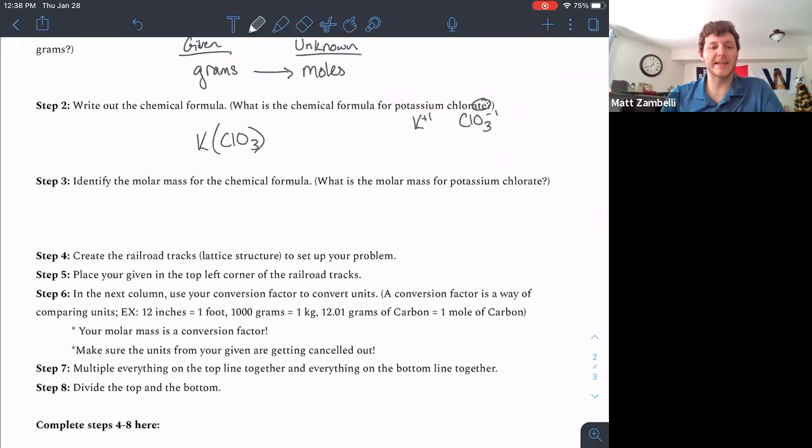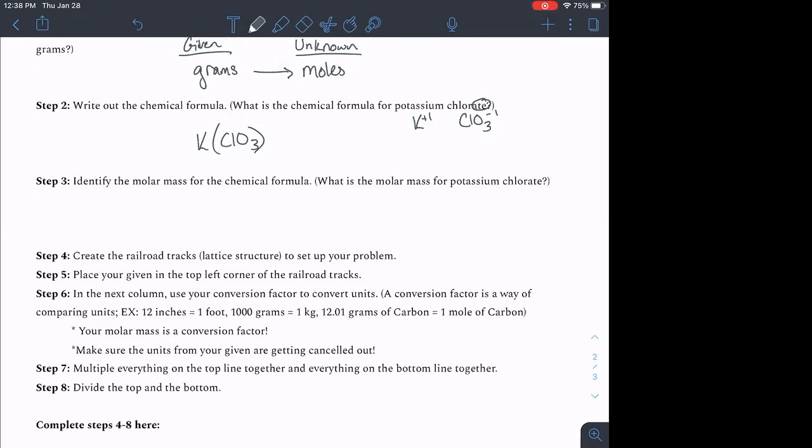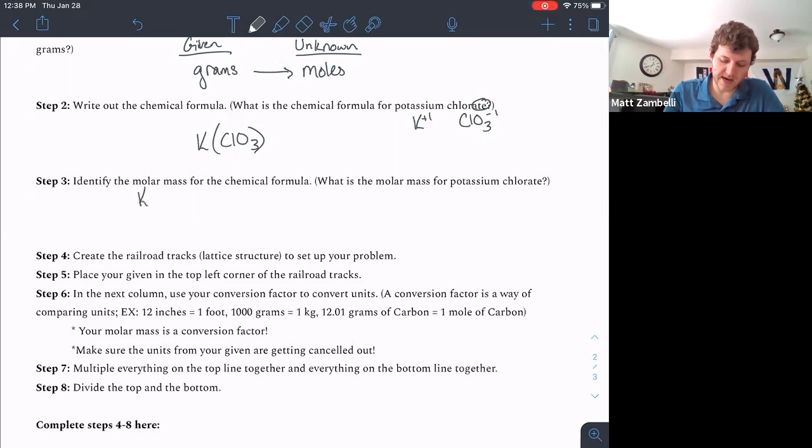All right, so step 3 says identify the molar mass of the chemical formula. So specifically, what's the molar mass of potassium chlorate? So how are we going to find that one? Finding each element's atomic mass. Perfect. Find each element's atomic mass. So we have potassium, chlorine, and oxygen. Who can tell me one of those molar masses?